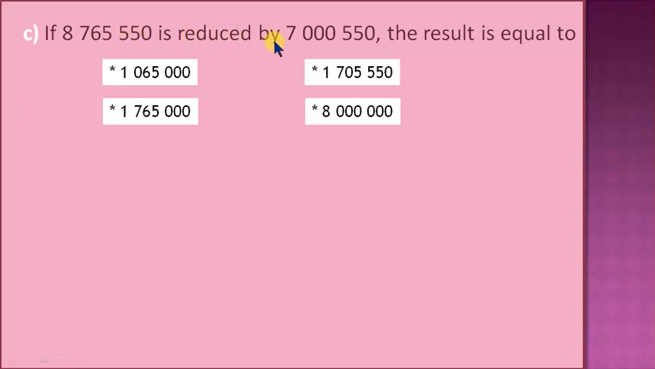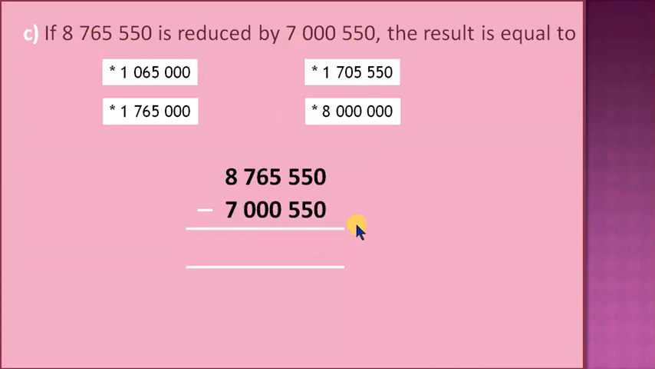8,765,550 is reduced by dash 7,550,000. The result is equal to, reduced by means subtracted. Okay, you have to subtract this value from this value. Write first this one because this is the greater value, and then copy this value, subtract, and you will find the answer. Okay, now comes to next question.